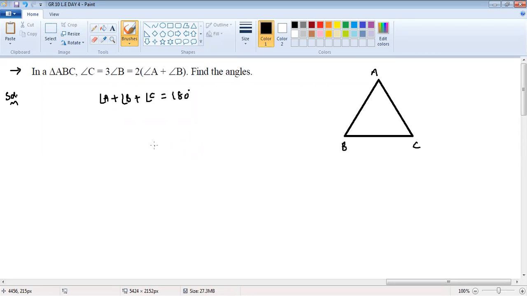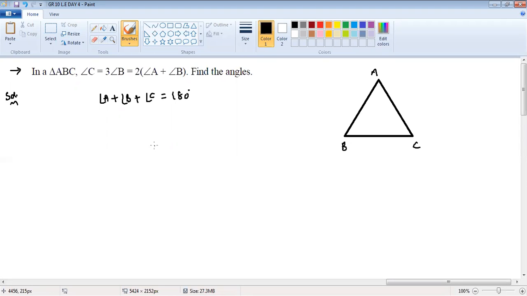See, angle C is given as 3 and angle B is also given as 2. It is given that angle C is equal to 3 into angle B. It is not angle C is equal to 3. Angle C is equal to 3 angle B.